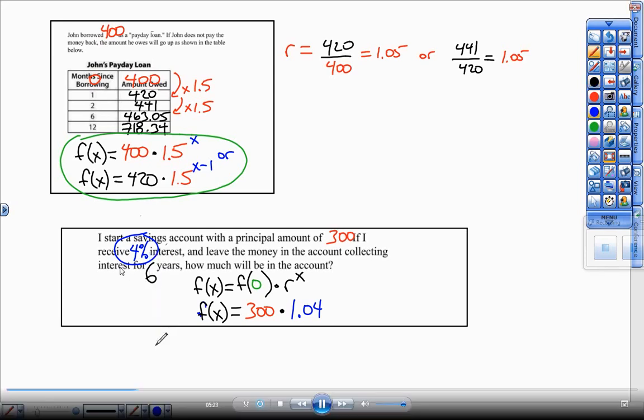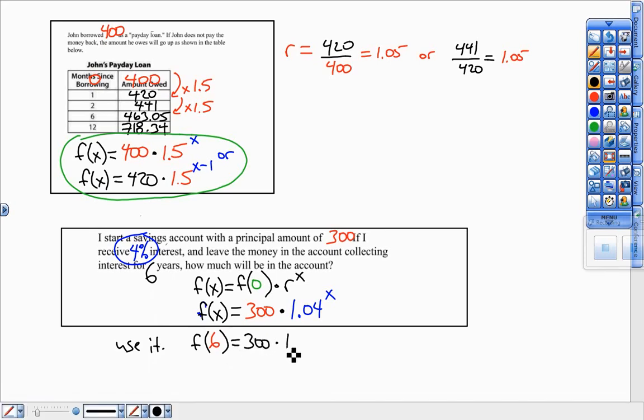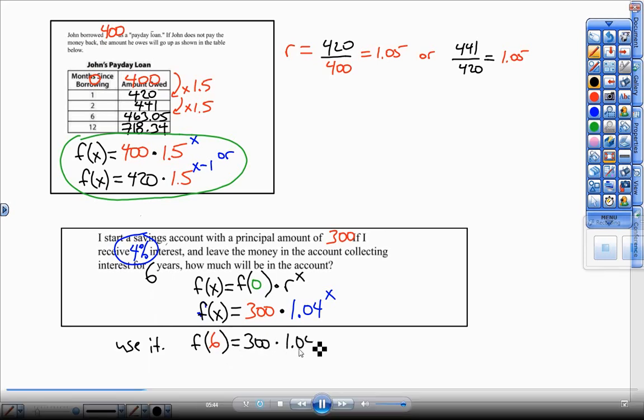After I write the equation with the x's in it, now I'm going to plug in the numbers into the x spot. So the equation being used, I'm evaluating this function at the 6th term. That's what that means. I'm going to leave that 300 alone. The 1.04 leave alone. I'm going to put a 6 in that exponent spot.